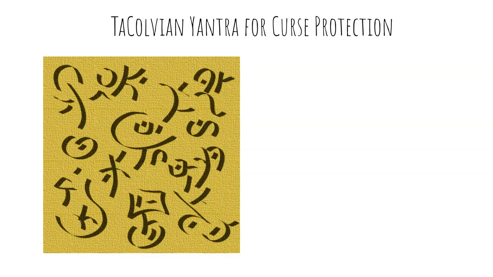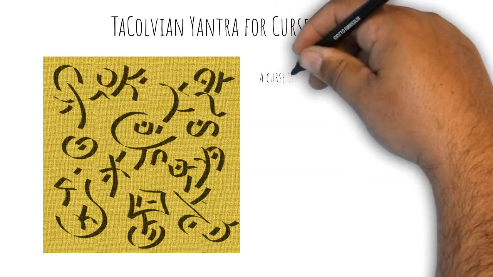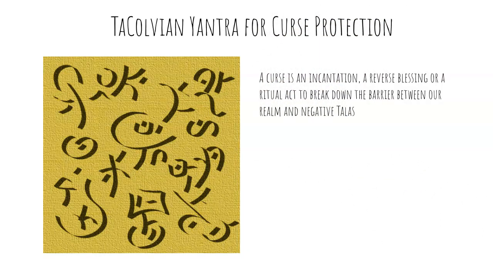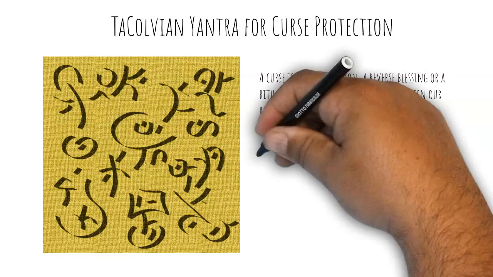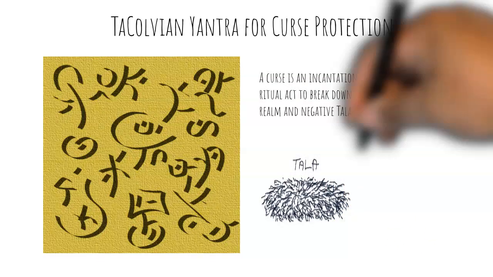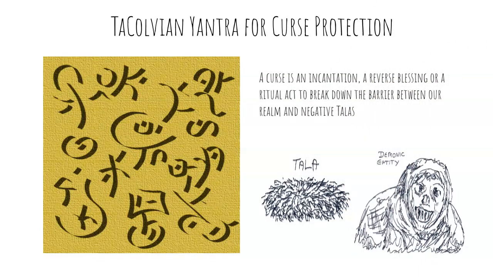What you see on the screen is the TaColvian Yantra. This will protect you against most curses from all traditions. In Hindu Aayyanism, a curse is an incantation, a reverse blessing, or a ritual act that breaks down the barriers between negative dimensions called talas and our reality. These talas contain either demonic energy or demonic entities, which can pass through to our realm and attach themselves to you, to bring harm to yourself or your family.